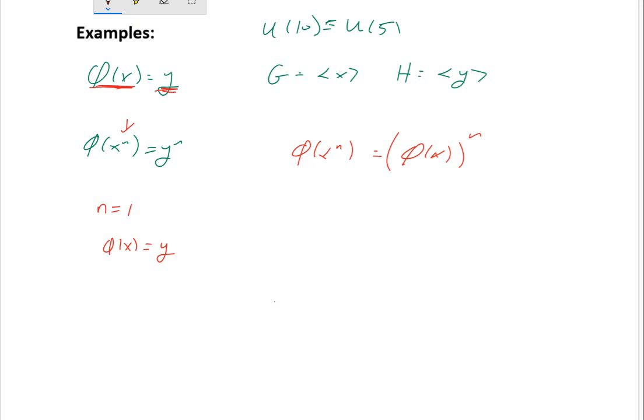So V of x of n is equal to V of x to the n. We don't know that. You'll have to show that. Because that statement is true if it's a homomorphism or if it's an isomorphism. So we can't assume it because we still haven't shown it's isomorphic yet.